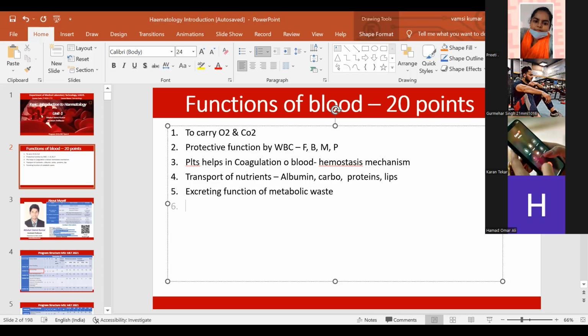Oxygen, maintaining pH of the body. Excellent point, Jaskaran. Yes, maintaining blood pH. So maintaining pH is one important function of blood, and this particular action is called buffering. Blood acts as a very good buffer to maintain the pH. And can anyone say the ideal pH of blood? So it is around 7.32 to 7.42 will be the normal pH of blood.